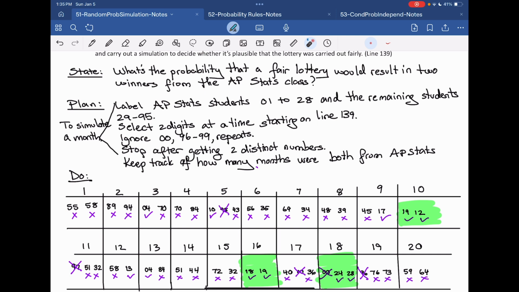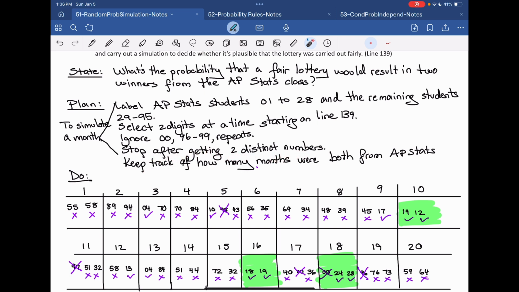And with any table, we always have our label to select. We're going to select 2 digits at a time, starting on line 139, because that's what they stated. We have an ignore rule for this table. We are ignoring 00, anything that's past 95, 96 to 99, and any repeats. And then we're going to stop after getting 2 distinct numbers.